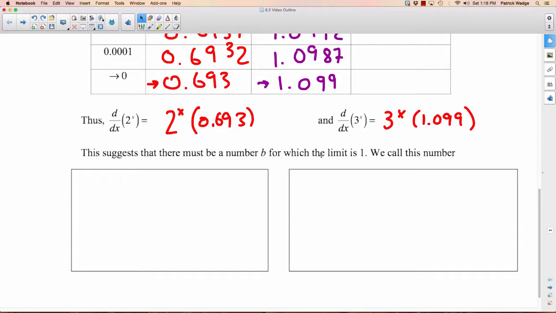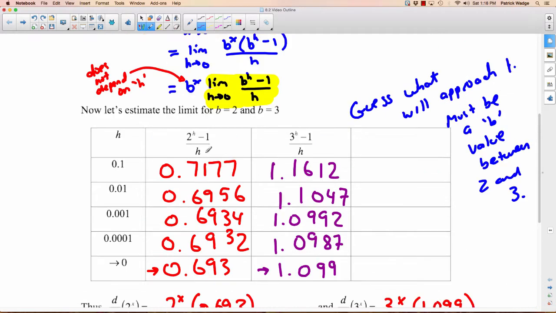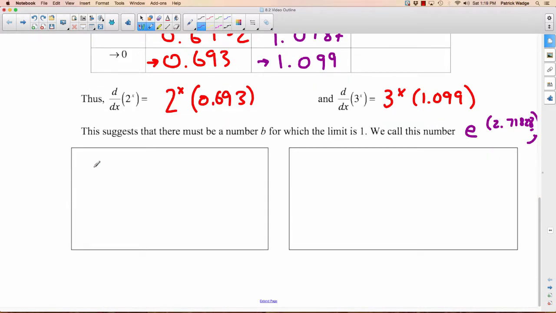There's a number b for which the limit is 1. We call this number e, Euler's number, and this number is approximately 2.71828... goes on and on and on. It's an irrational number, kind of like pi. So what I'm saying here is this highlighted bit up here, if you put e into the b, in other words, if you have the limit of (e^h - 1)/h as h approaches 0, the answer will be 1.